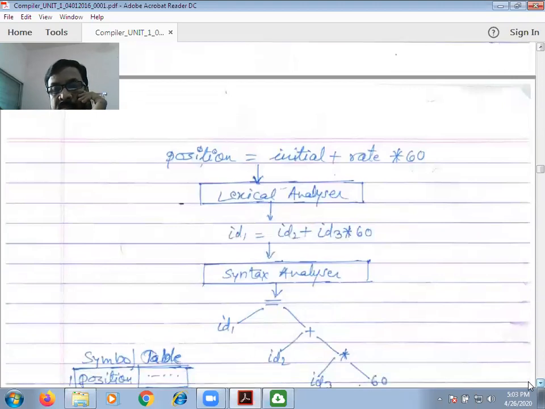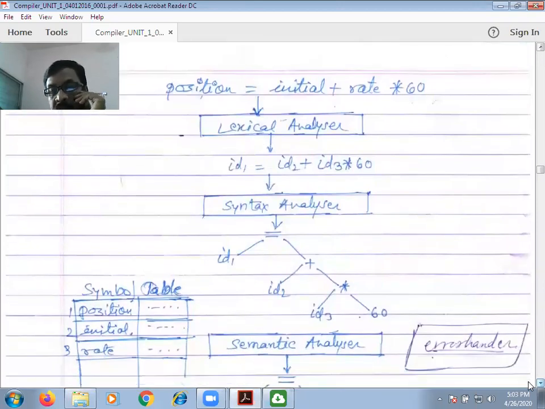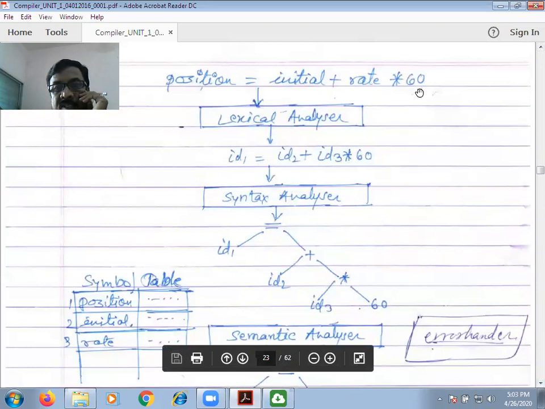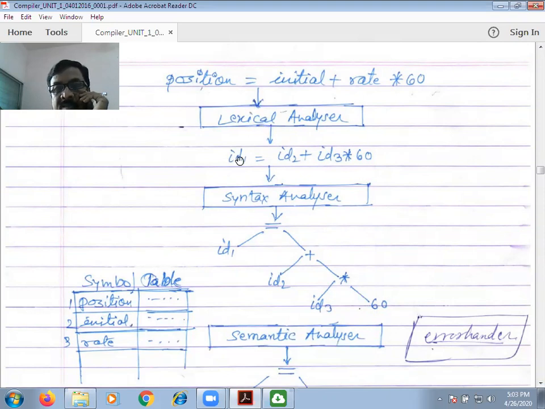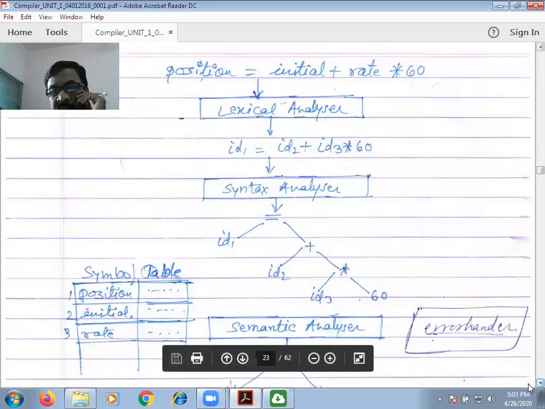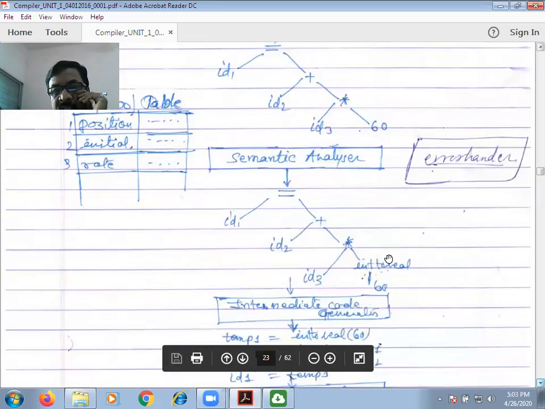This is the step-by-step execution of each phase. Position equals initial plus rate times 60 is given as input to the lexical analyzer. The lexical analyzer will generate tokens, a stream of tokens. This is the lexeme, and the output of this lexical analyzer is a stream of tokens which is identifier 1 equal identifier 2 plus identifier 3 times 60. Then it is given as an input to the syntax analyzer, and the output of the syntax analyzer is a parse tree, and the parse tree is given as an input to the semantic analyzer. The semantic analyzer will again generate the parse tree with semantic check.